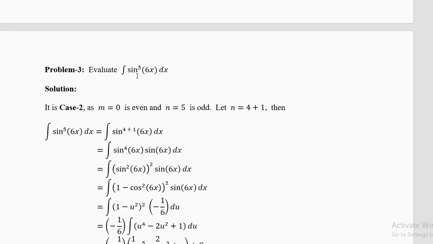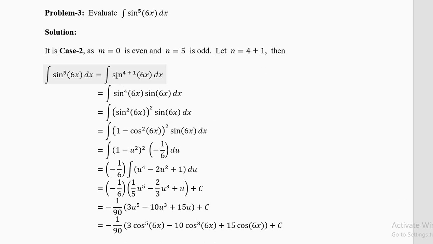Now we have done the question for cos power 5. The question for sine power 5 is very similar, but we'll go through it very rapidly. Sine power 5 is equal to sine power 4 plus 1. Now you have sine power 4 into sine. Now derivative of cosine is minus sine with the number. Now this sine power 4 has to be converted into cos by using the identities.